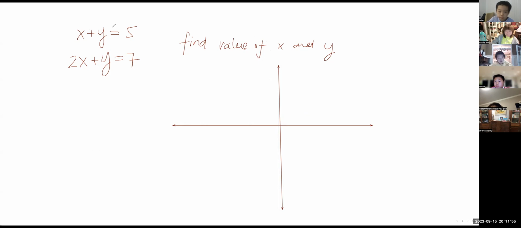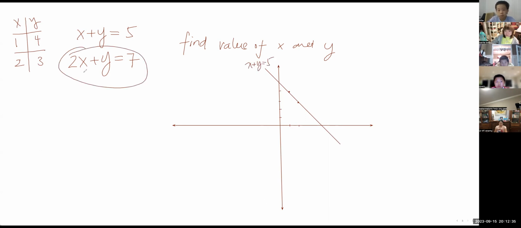If you have x plus y equals 5, I want you to make a table. x equals 1, y equals 4, x equals 2, y equals 3, correct? So immediately we have 1, 4 and 2, 3. We have these two dots and you connect them. So this line represents x plus y equals 5. Understand? Okay, so now I want all of you to do 2x plus y equals 7. I want you to find a line for me.